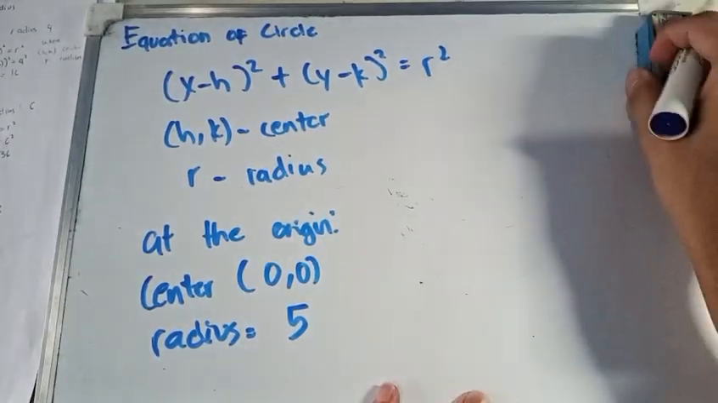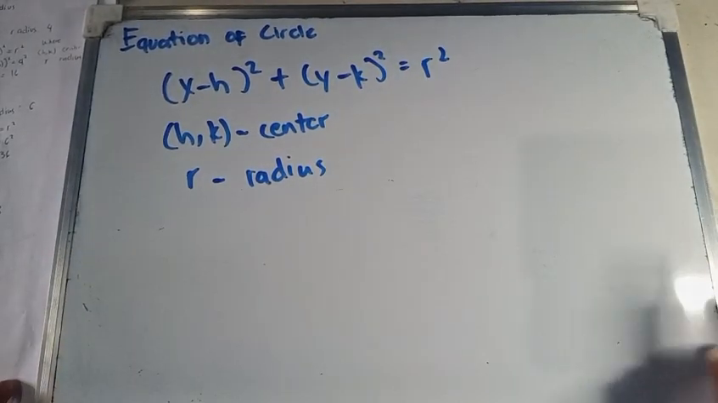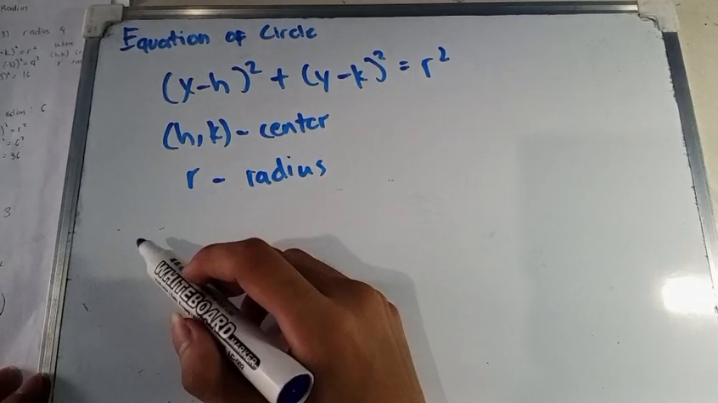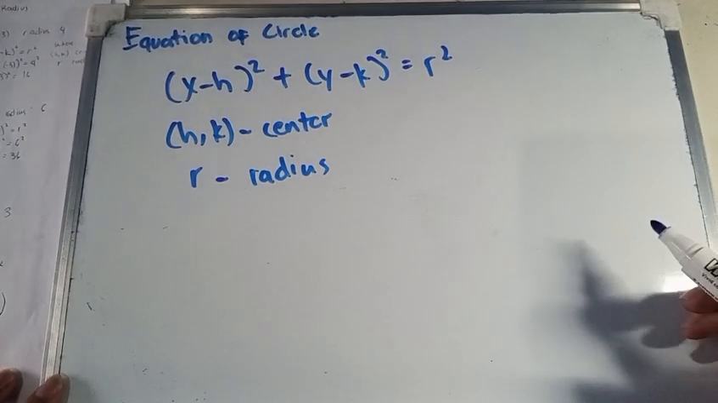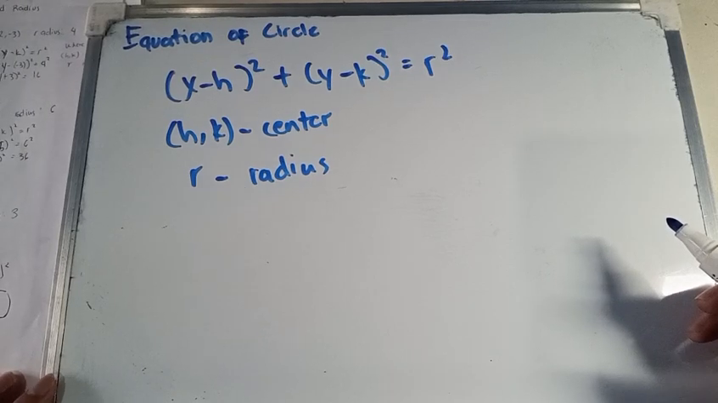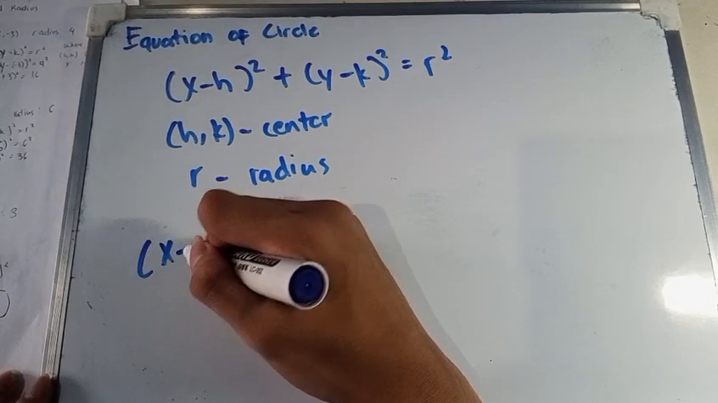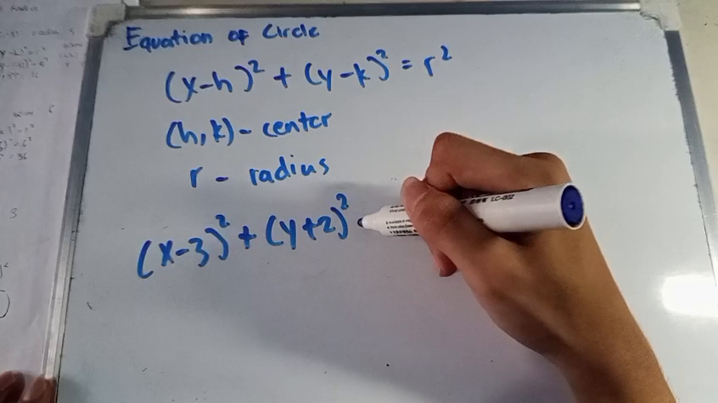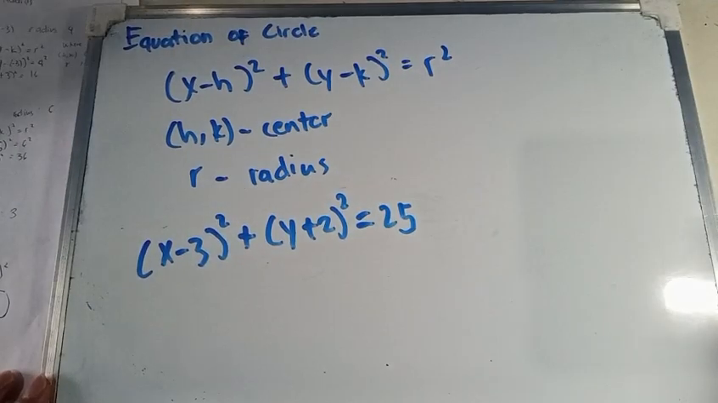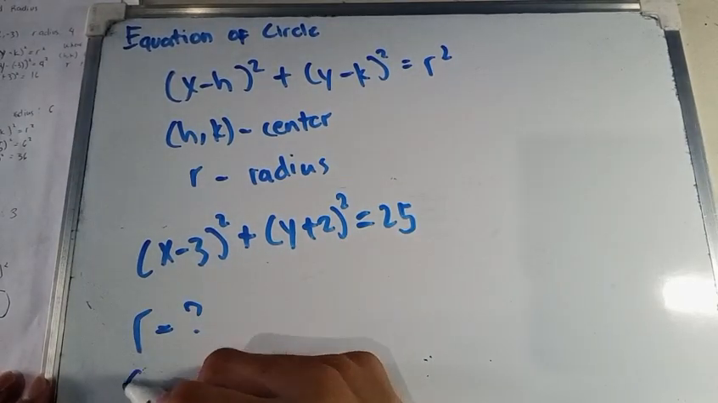But what if we are given the standard form of a circle, and we need to find its radius and center? So how do we do it? For example, we have here (x - 3)^2 + (y + 2)^2 = 25. How do we find its radius and center?